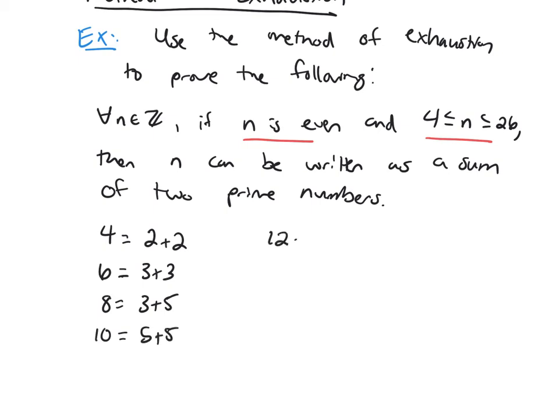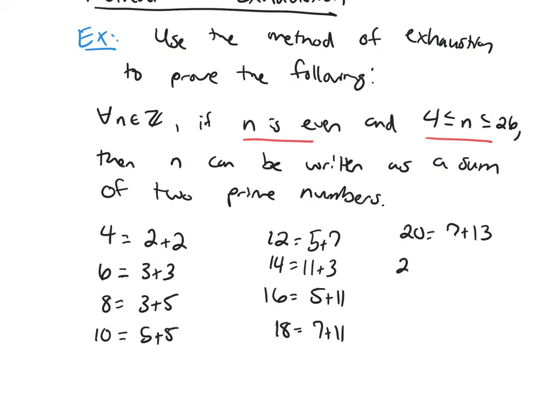And then 12. So you've got to run through all the possible values of n. 12 is 5 plus 7, 14 is 11 plus 3, 16 is 5 plus 11, 18 is 7 plus 11, those are all prime. Then 20 is 7 plus 13, 22 is 5 plus 17, 24 is 5 plus 19, and finally, my last value of n is 26. It's 7 plus 19.